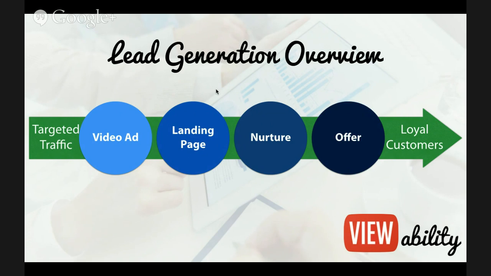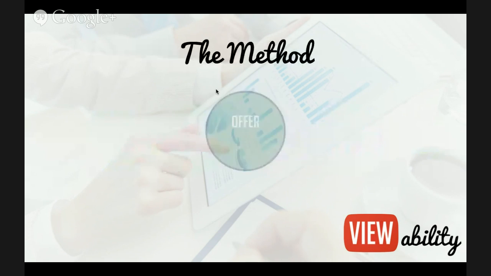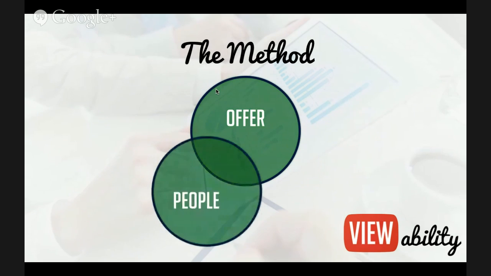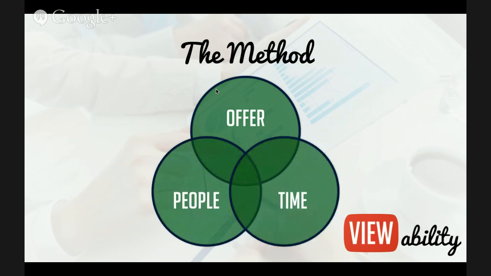You're getting people to watch your ads, come back to your website, sign up, you build a relationship with them, and then you're looking to sell them your products and services if there's a good fit, and build that relationship with them continuously. And the method of doing this is to make sure you have three things in place. If you're watching this right now, make sure you write this one down, because this is really important. You've got the offer, you've got the people, and you've got the time.